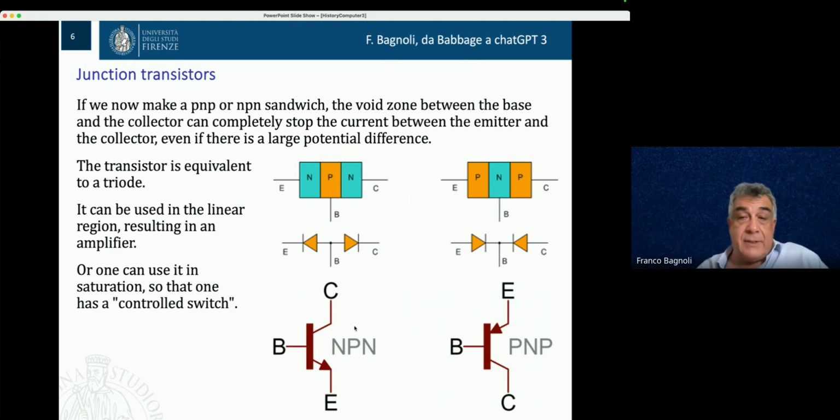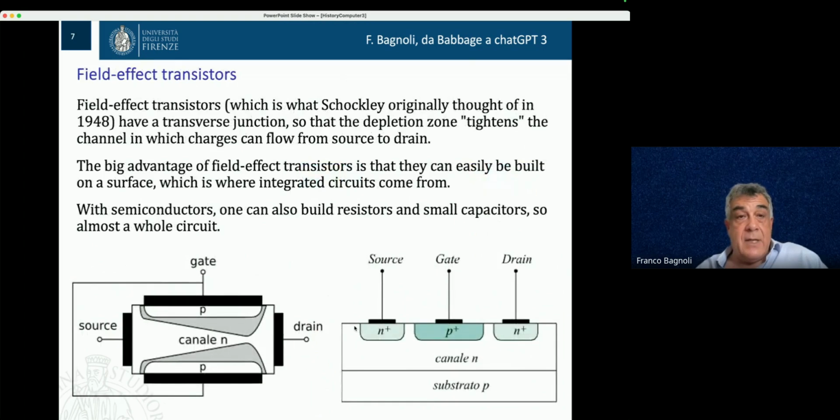There are two types of transistors. There are other types of transistors which are called field effect, which work much more like a faucet, no? Because in this case you have the source and the drain in this way, and you use the void part here in order to reduce the channel from which the electrons, or charges, can pass. So this is a more, say, mechanical way of considering a transistor.